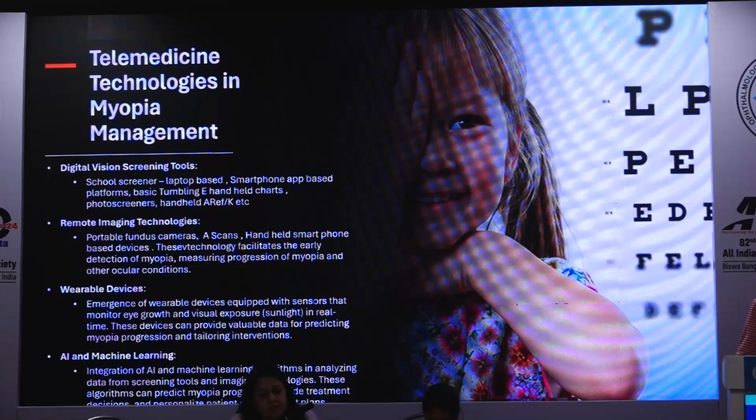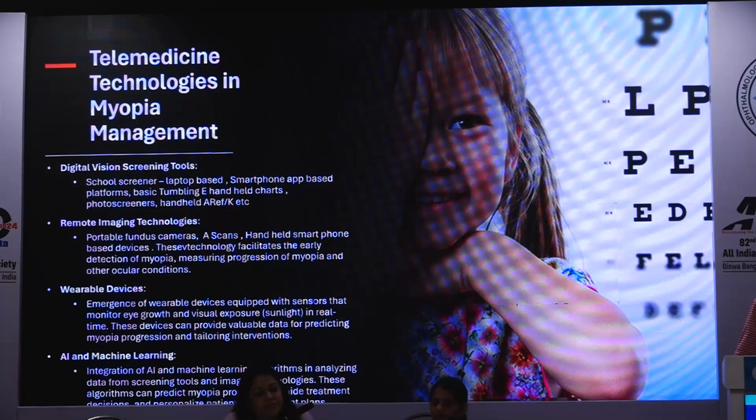You have smartphones which can find your refractive error. You've got the plus optic devices, the photo screeners, everything available already, and easy to transport, easy to scan. We have a lot of Aravind-based projects already there which are doing this. You have wearable devices now.